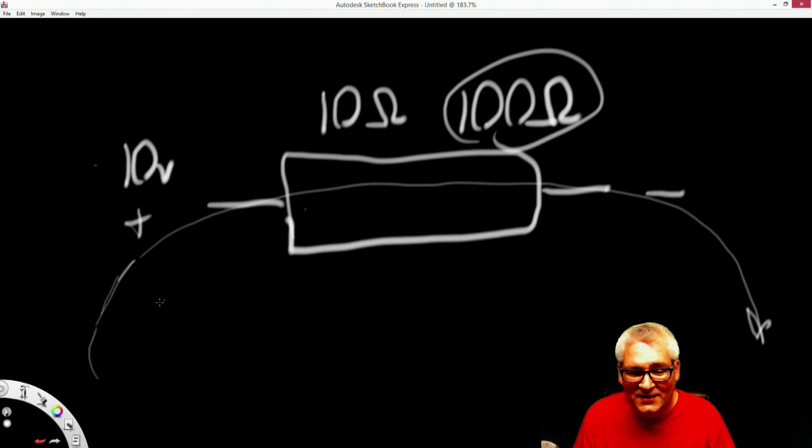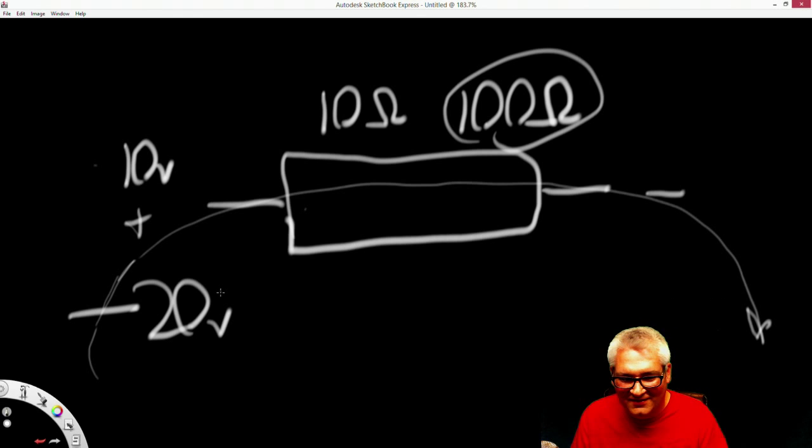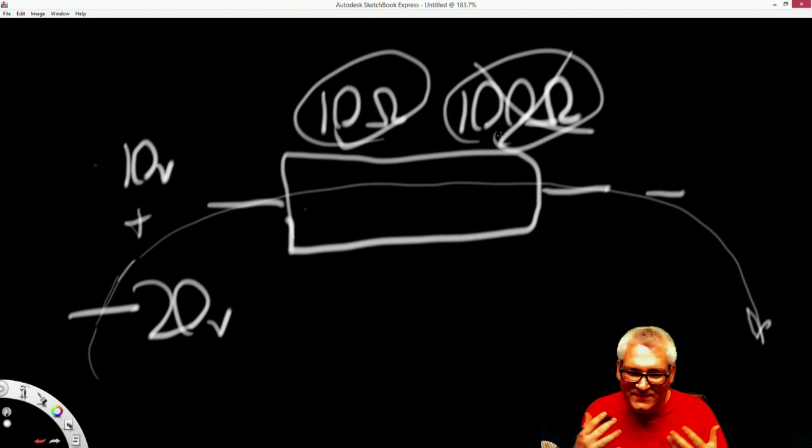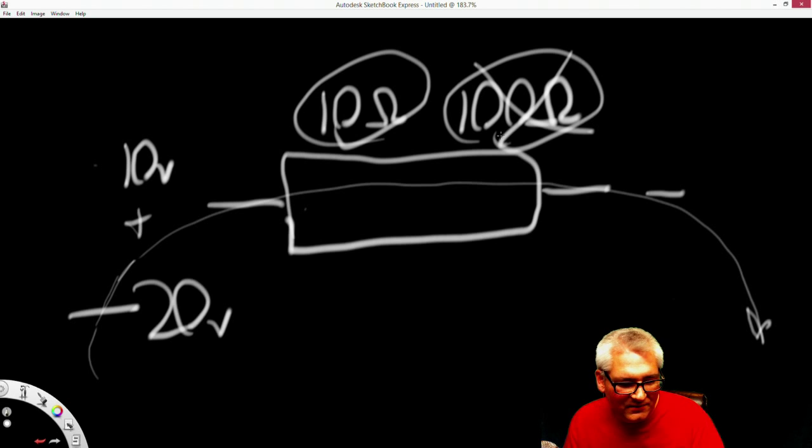Well, what if instead of sending 20 volts in there, I decided at this point to send negative 20 volts in there? It's like 20 volts in the opposite direction. What would happen is what you'd think would happen. It went from 100 ohms back down to 10 ohms. It's no longer a 100 ohm resistor. Now it's back to 10 ohms because I surged it with negative 20 volts.